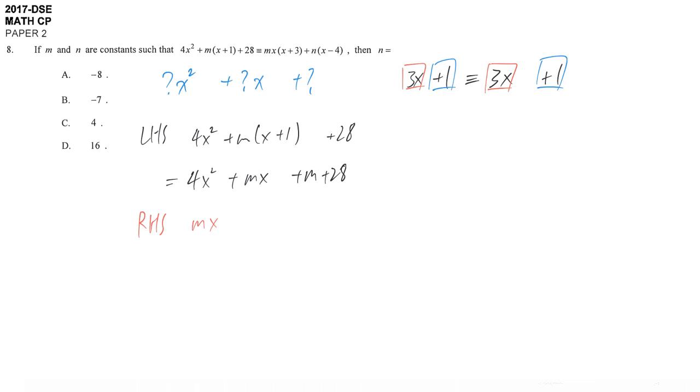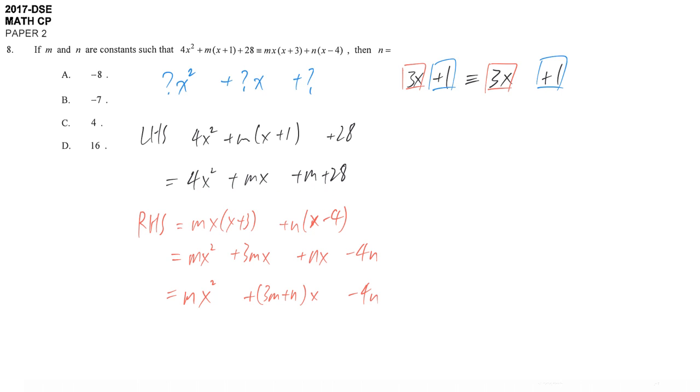We have mx times x plus 3 plus n times x minus 4. Again, everything is mixed. That's why we have to expand it: mx squared plus 3mx plus nx minus 4n. With x, we have to group them together. So how many x squared? We have m times x squared. Extract x, that means we have 3m plus n times x. And then minus 4n. After that, we can compare.